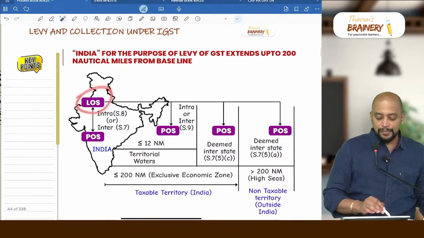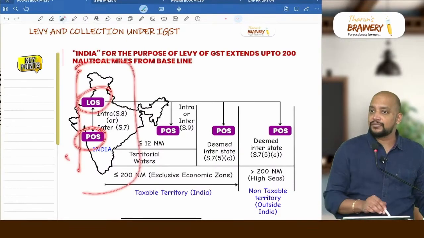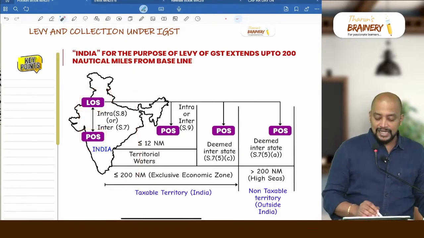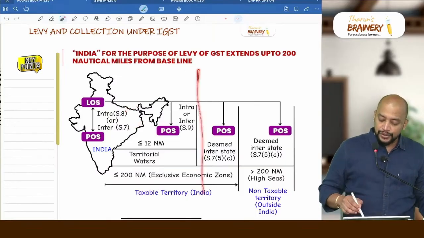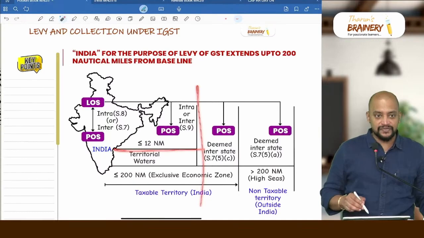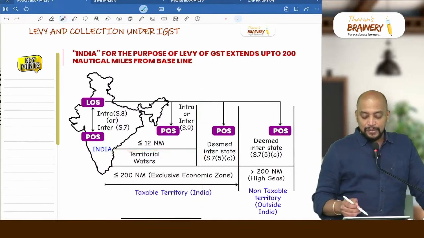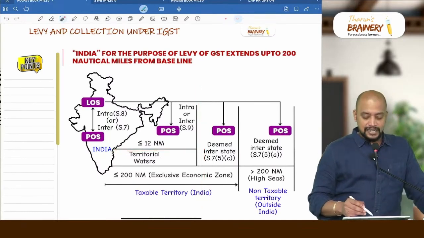If the location of supplier and place of supply is in the landmass of India, then it will be called as either intra or inter determined as per section 8 or section 7. Whereas if it is up to territorial waters, that is up to 12 nautical miles from baseline, again it will become either intra or inter determined under section 9.